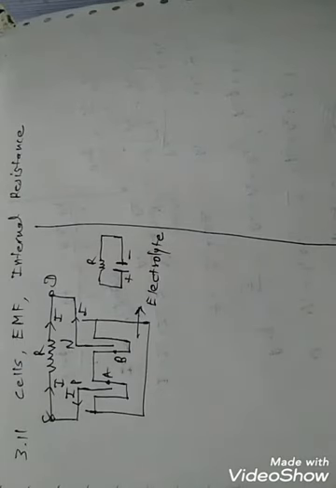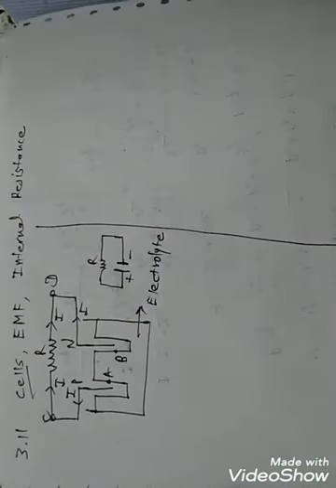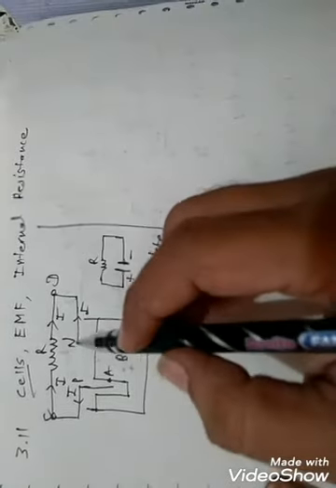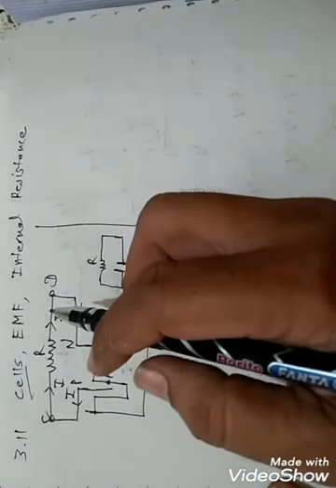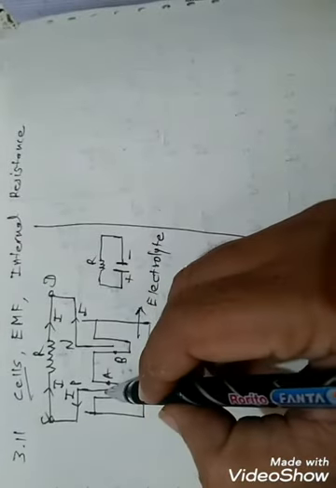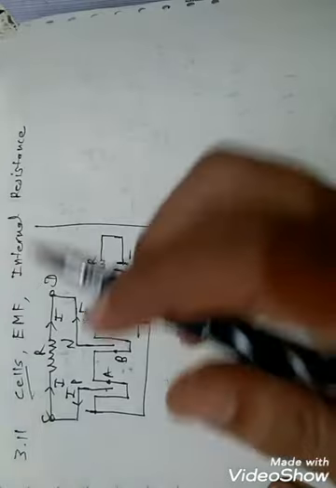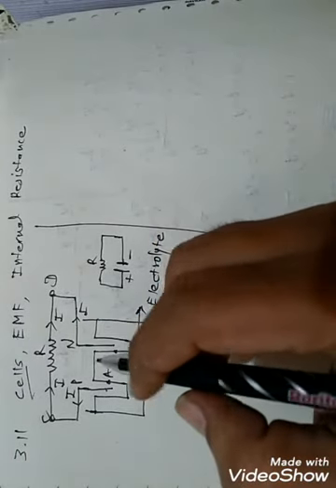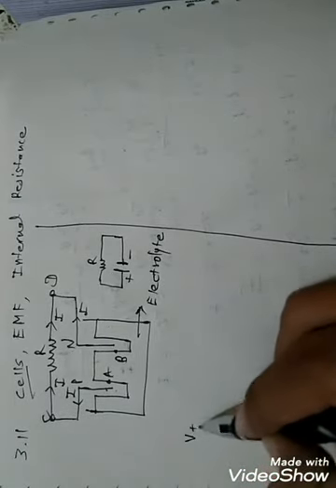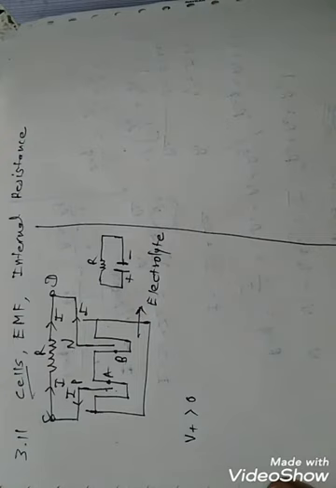Topic 3.11: cells, EMF and internal resistance. First, we discuss cells. A cell has two electrodes, called positive and negative. The potential difference for the positive electrode, V plus, is greater than 0 between itself and the electrolyte.